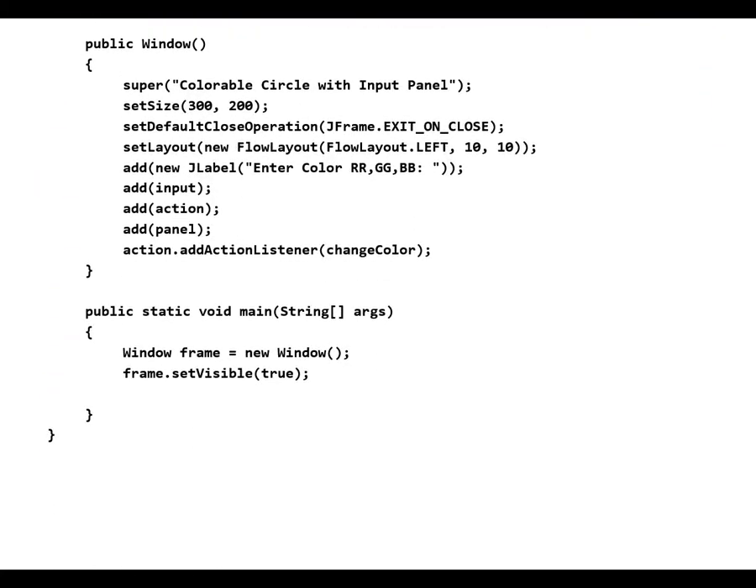Scrolling down to the remainder of the constructor, these statements set the layout manager and build the GUI. An anonymous label is added before the text field to clarify what is to be entered. The final step is to register the listener for button clicks by passing the named lambda expression changeColor to the addActionListener method.